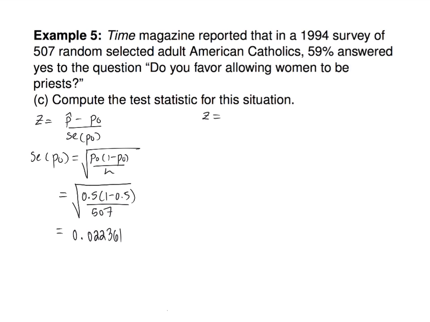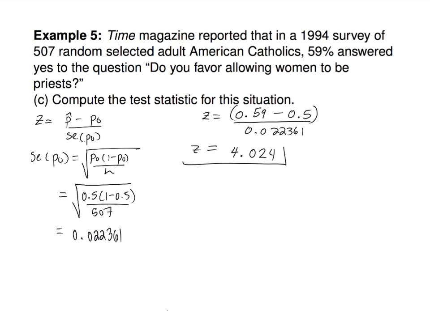Okay. So the Z score is going to be given by, what goes in for p hat? What's the proportion you actually observed? 0.59 minus 0.5, divided by 0.022361, which comes out to be 4.024 is what I got. Does that make sense? Yep. Okay.